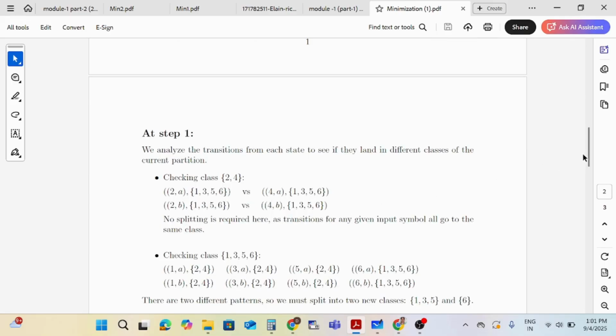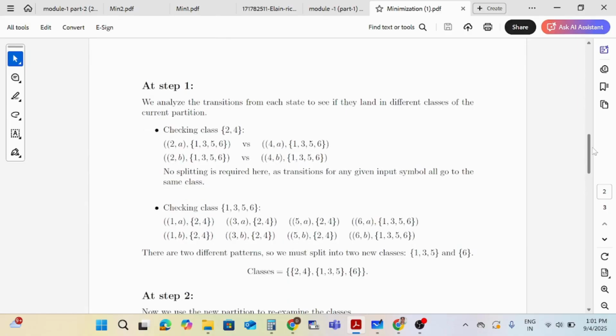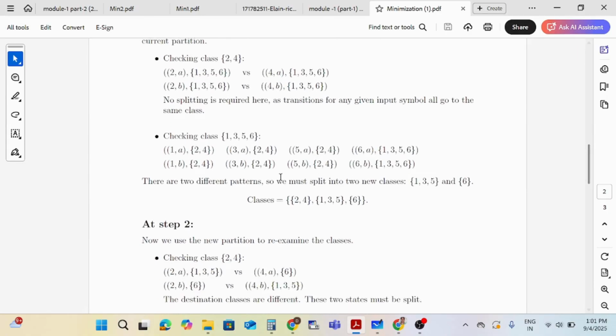Now 4 on A and B. You can refer to the table. 4 on A, it is going to 6, which is in the class group 1, 3, 5, 6. Similarly, 4 on B, it is going to 5, that is 1, 3, 5, 6. So we are going to write it as 1, 3, 5, 6 and 1, 3, 5, 6. Similarly, check it for the class group 1, 3, 5, 6, where it is going. 1, 3, and 5 go to 2, 4, and 6 is going to 1, 3, 5, 6. Since it is going to a different class, we are going to put that inside a different class.